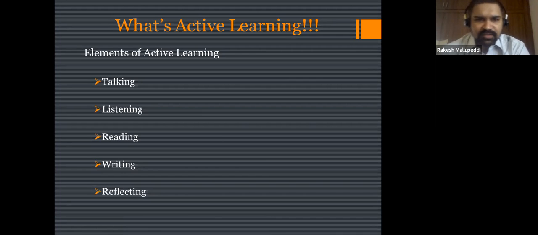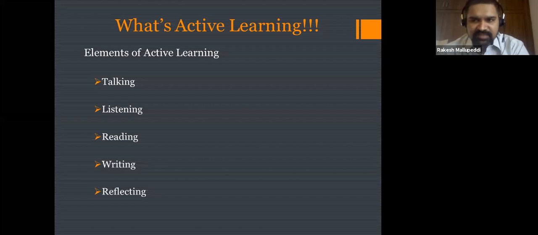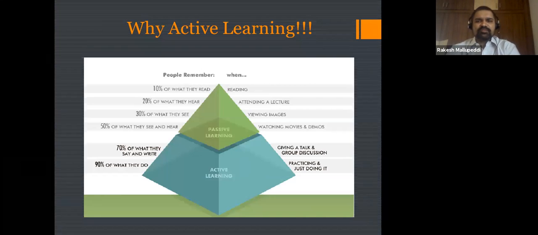So we'll just see what happens when learning happens only at, let's say, a listening space, a reading space, a writing space. How much learning is happening? We'll see it in the form of a pyramid. Now, if you see the pyramid, in the traditional setting where we are only reading, attending a lecture, viewing images, or watching movies and demos, people remember 10% of what they read, 20% of what they hear, 30% of what they see, and 50% of what they see and hear.